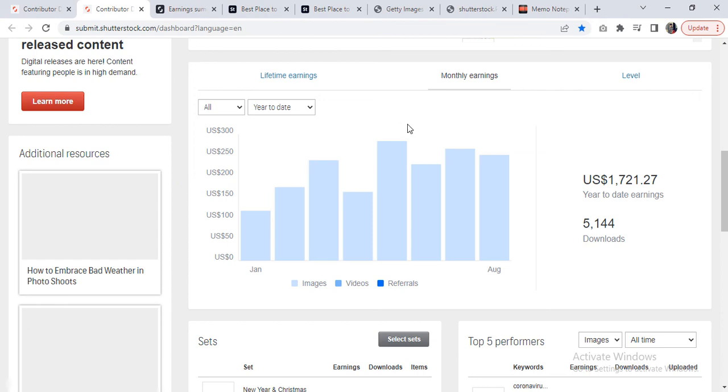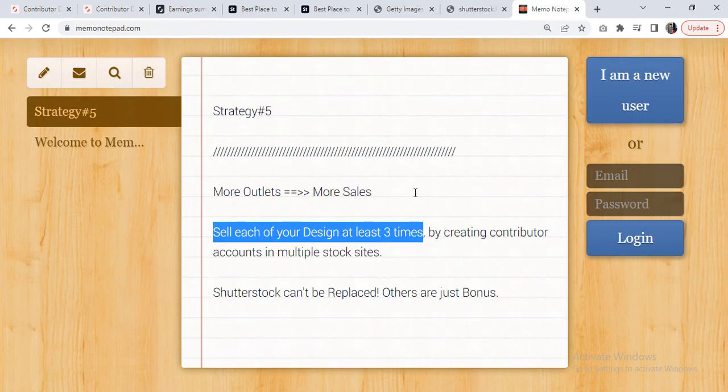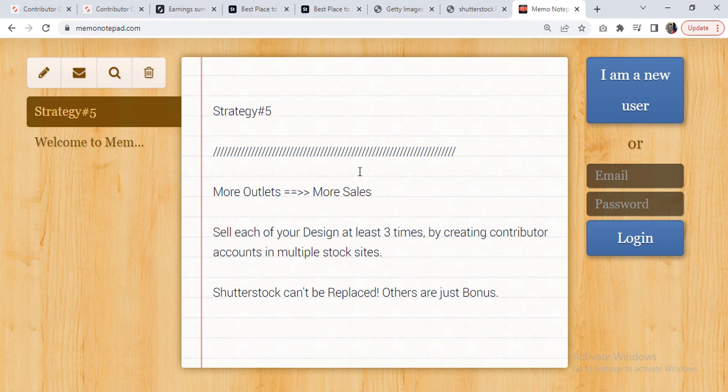So diversify your portfolio, not in terms of what you are selling, but where you are selling. You should sell your design in multiple outlets and you will get more income, and that income is going to be a bonus income for you. You cannot expect the other sites to replace Shutterstock. Okay, I guess that's it.